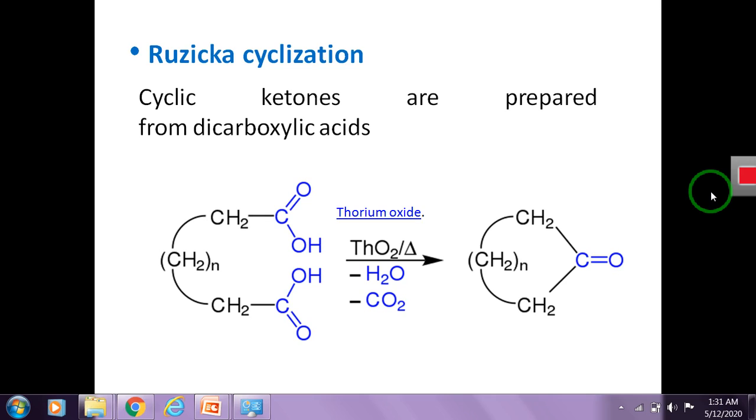Ruzicka cyclization. So what is this Ruzicka cyclization? This is a method to prepare a cyclic ketone from dicarboxylic acid. You just have to understand that Ruzicka cyclization is a process by which we can prepare cyclic ketones from dicarboxylic acid. So you can see here this is the dicarboxylic acid. Why is it a dicarboxylic acid? Because it has two carboxylic acid groups.